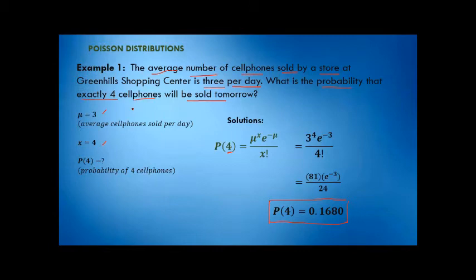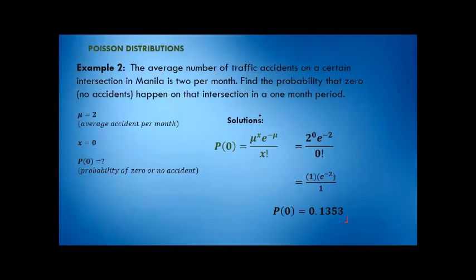Let's have another example of Poisson distribution. This time it is about another rare event, which is traffic accidents. The average number of traffic accidents on a certain intersection in Manila is 2 per month. So again, we are talking about events that occur in space and time.